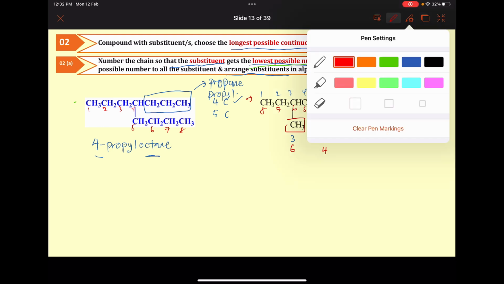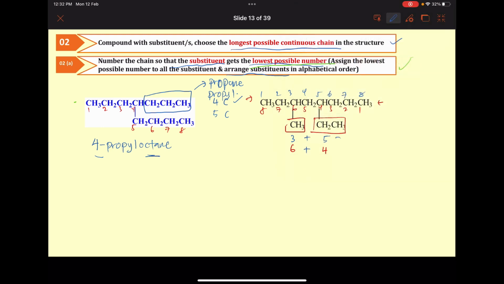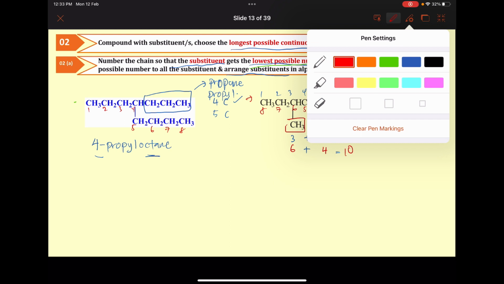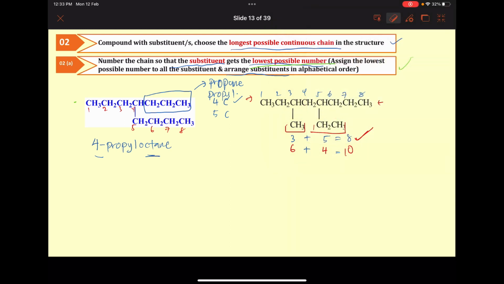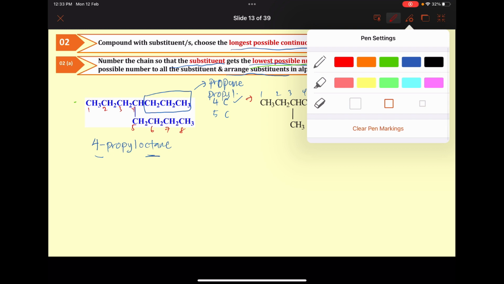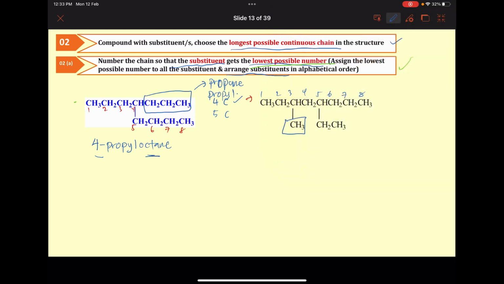So which means kalau kita tambah dua ni, ini akan jadi 8 dan this one akan jadi 10. So which means we need to find the lowest possible number. So kita akan ambil the blue root to be the main structure. So kita namakan the substituent first. Ini satu carbon, methyl, and then for two carbons kita namakan dia sebagai ethyl. Okay, ethane tukar kepada ethyl.